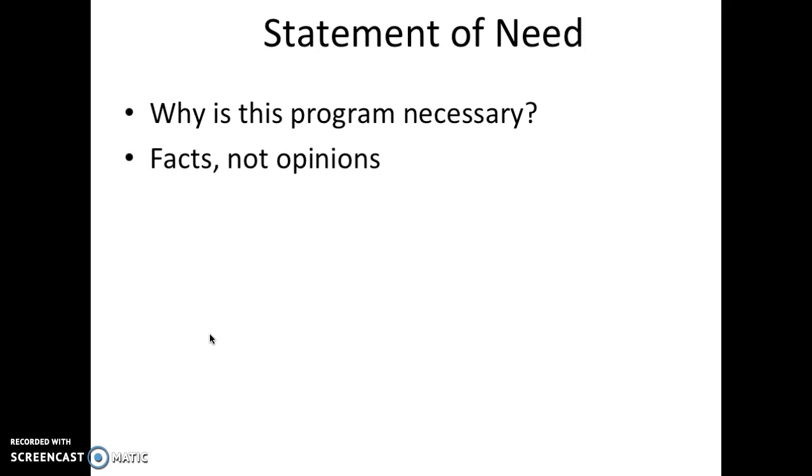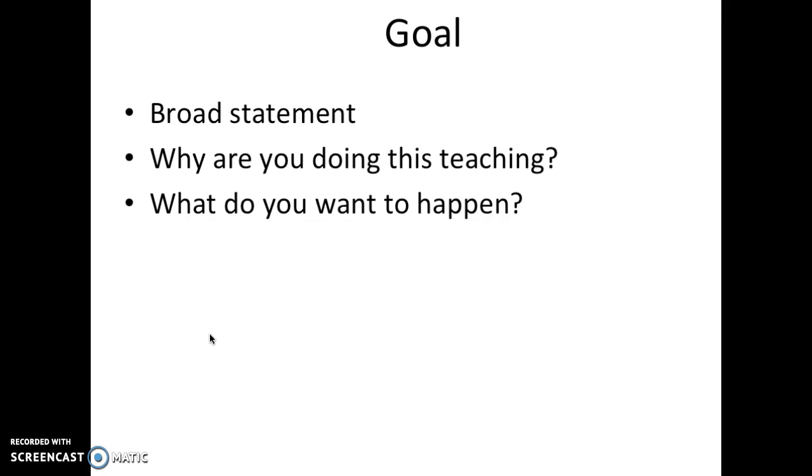As far as your statement of need, this is just a couple sentences. Why is this program necessary? Why are you doing it? We don't just teach things because we enjoy it or it's an interest of ours or we think it's important. We teach based on need. So prove to me that this is necessary. Now, since this project is derived from your community assessment project, that has basically already been done for you in your community assessment. So you can just refer to that data, but use facts, not opinion. This shouldn't take a whole lot of extra legwork for you.